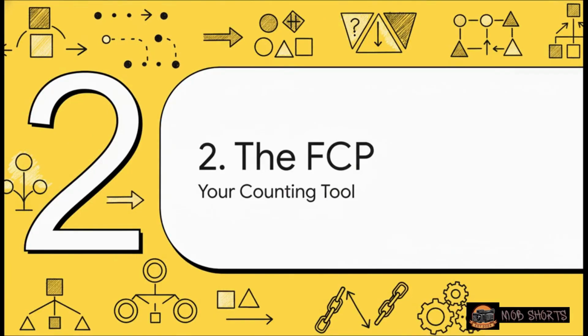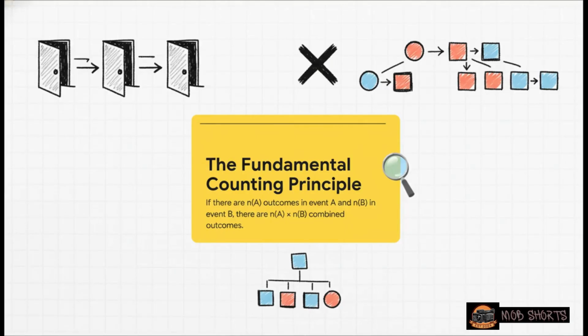Okay, so this is where our main tool comes into play, a real game changer for counting all these possibilities quickly. It's called the fundamental counting principle, or the FCP for short. And what's so great about this principle is how simple it is. Seriously. It just says that to find the total number of combined outcomes, all you have to do is multiply the number of options for each separate event.